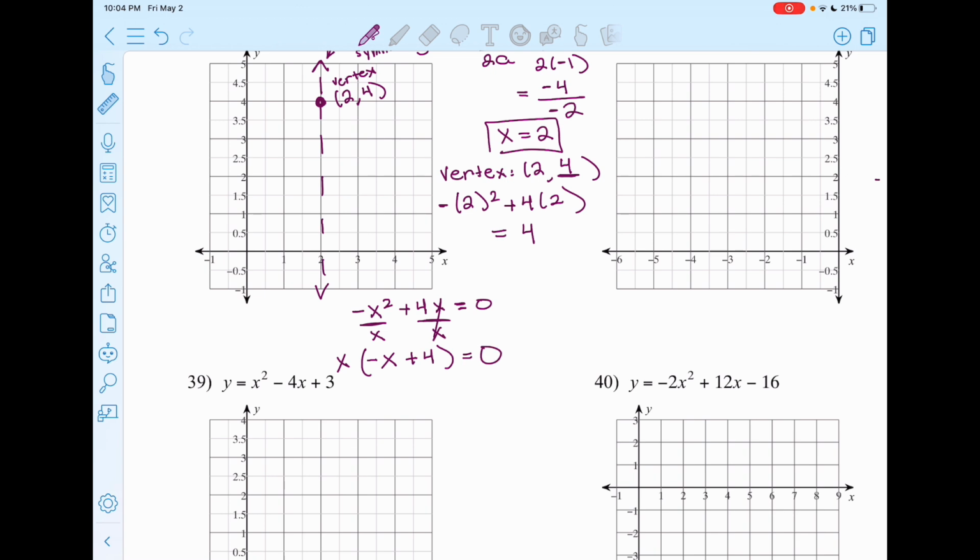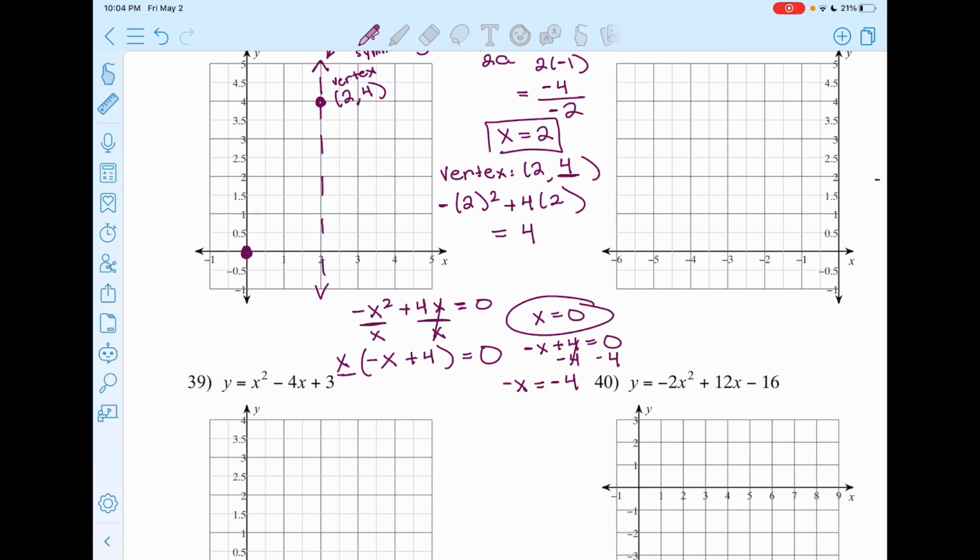Once you have your factors, we're going to set each factor equal to 0. So I'm going to say x equals 0 and -x plus 4 equals 0. x equals 0 is already solved. That means one of my x-intercepts is 0. Now to solve the other equation, I'm going to subtract 4 from both sides. And I get -x equals -4.